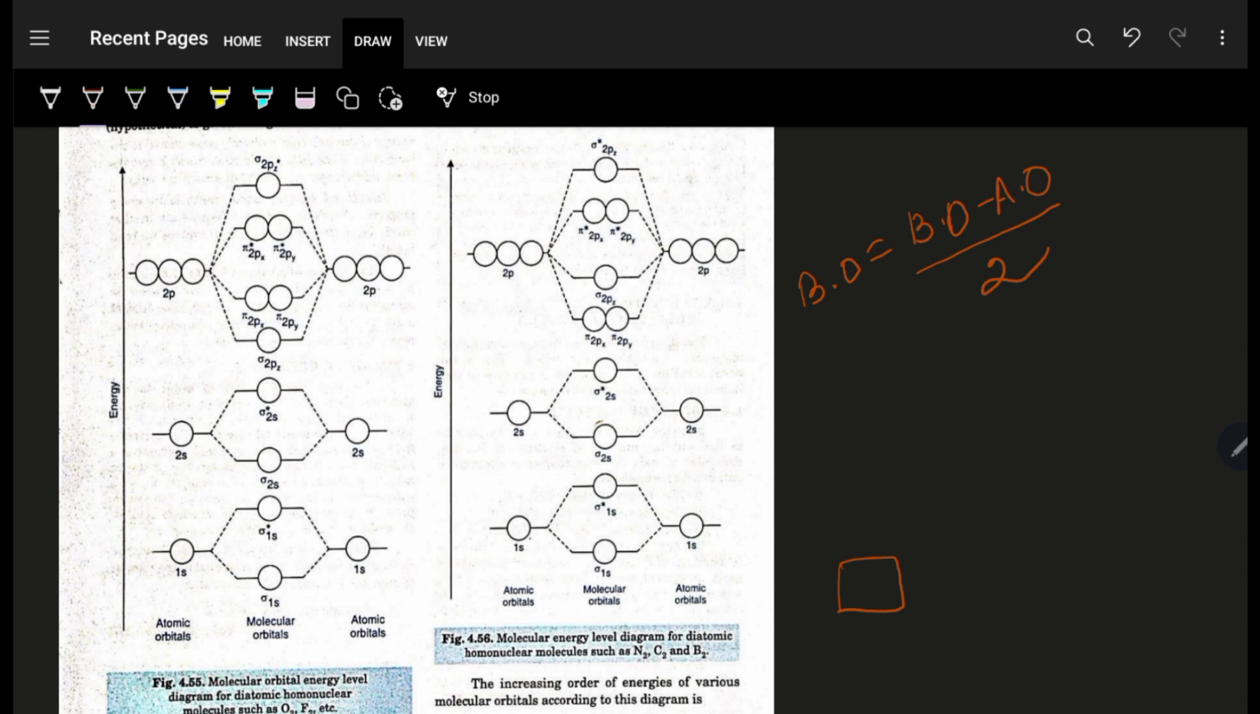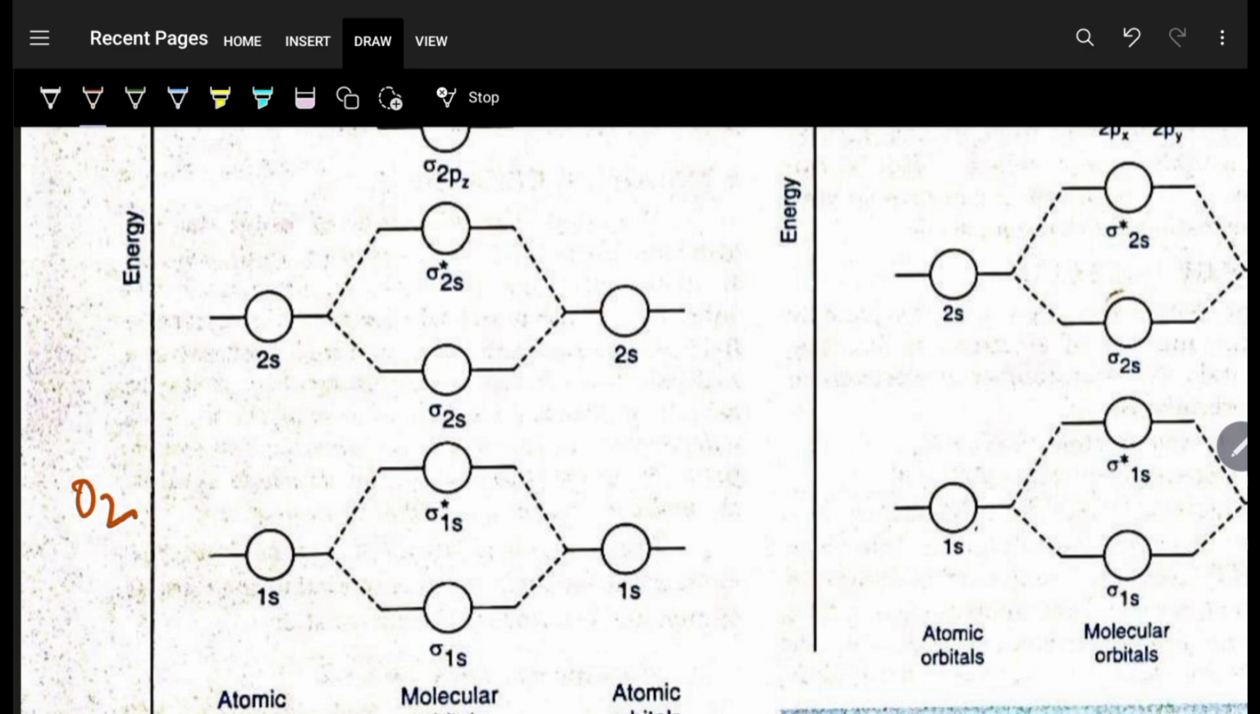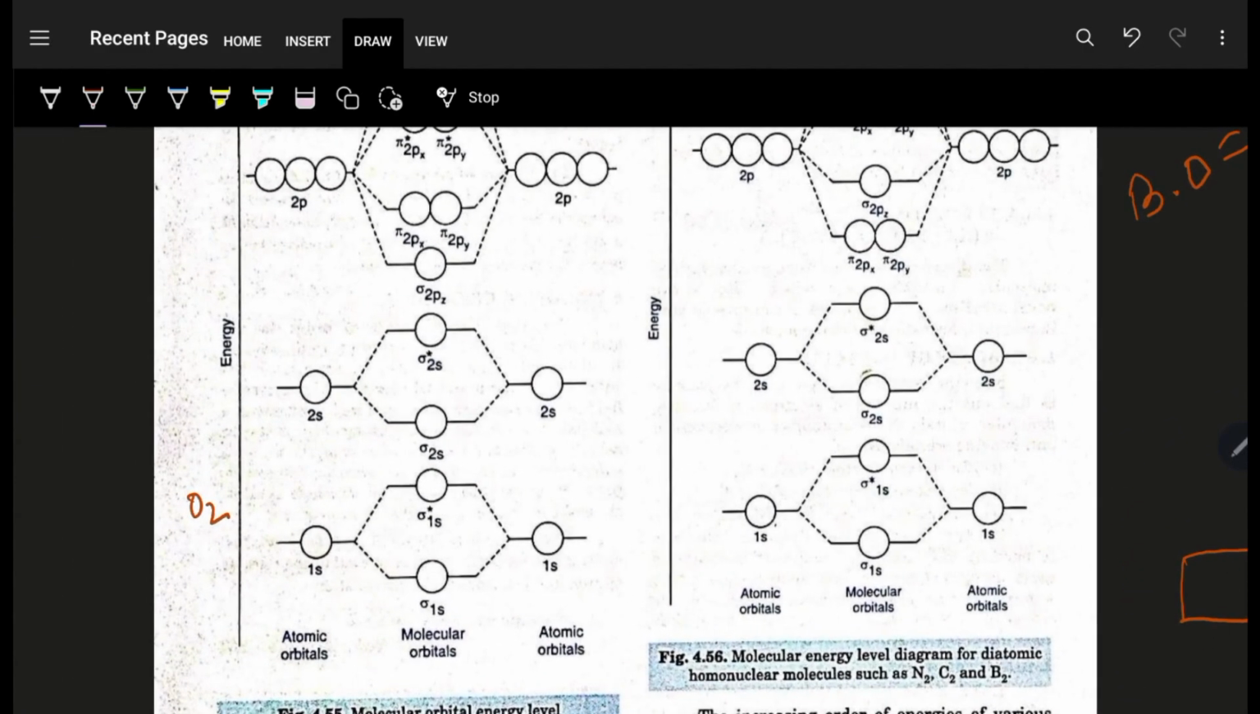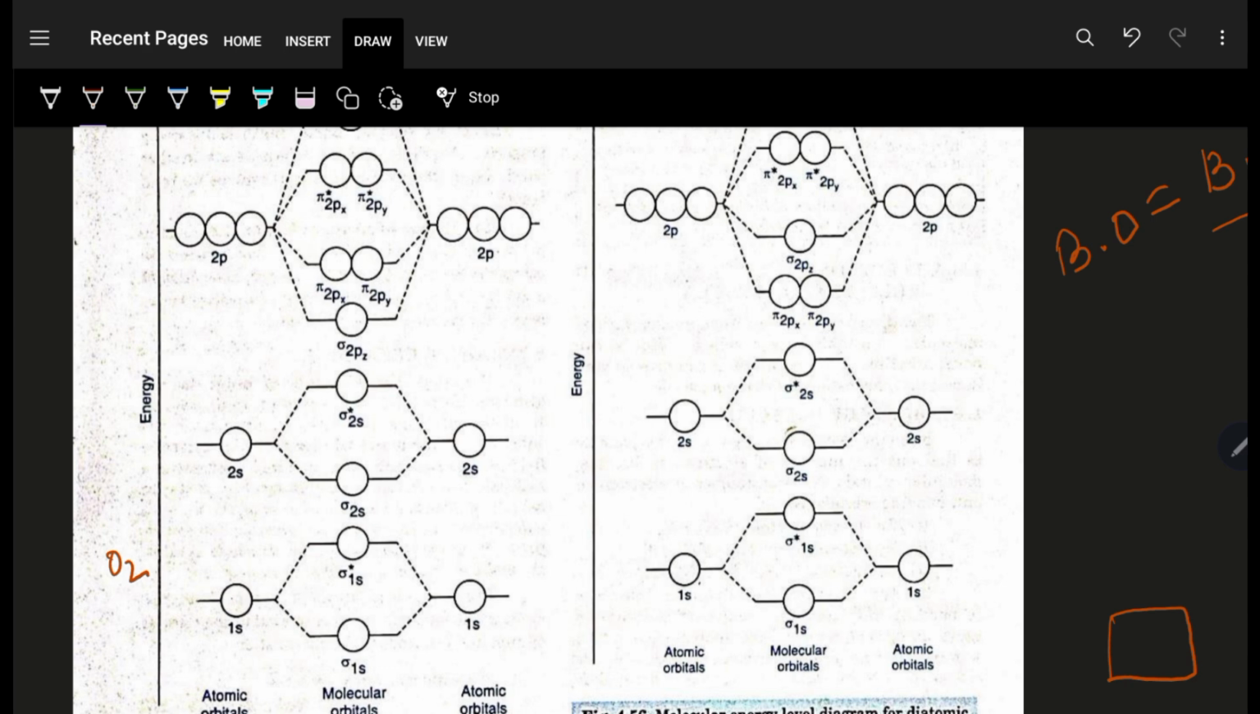So here we can see the atomic number of oxygen. O2 will have 16 electrons. Suppose I want to show O2. The atomic number is 8, so 1s2, 2s2, then 2p4 configuration. On both sides I need to show the 1s2, 2s2 and 2p4 configuration for the oxygen atom.